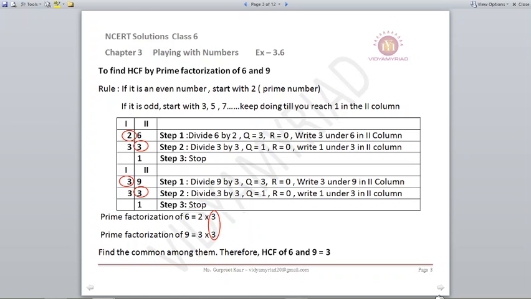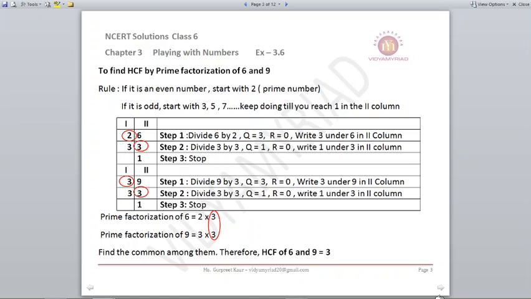Same way, the second part is, if I want to find out for 9. Now 9 is not an even number, so it cannot be divided by 2. Let's try with 3. We know the 3 table, it goes into 9. So in the first column I will write 3. That means I am dividing 9 by 3. Now what is my quotient? On what table does it go into 9? That is 3. So that 3 will be written under 9 in the second column. So there are two 3's and we know 3 into 3 is 9. That way also you can do it.